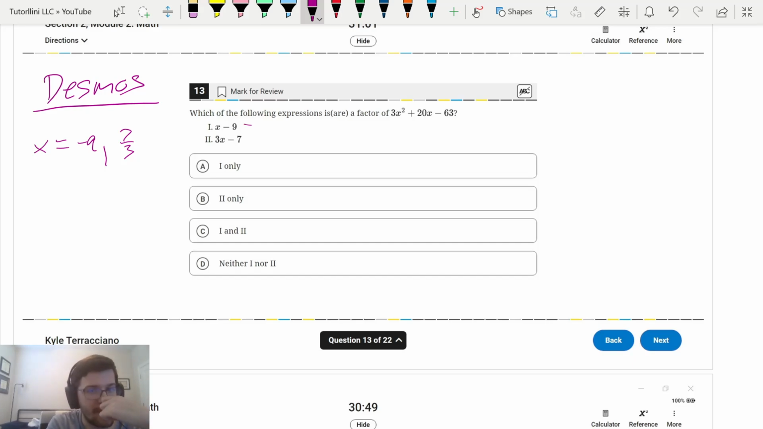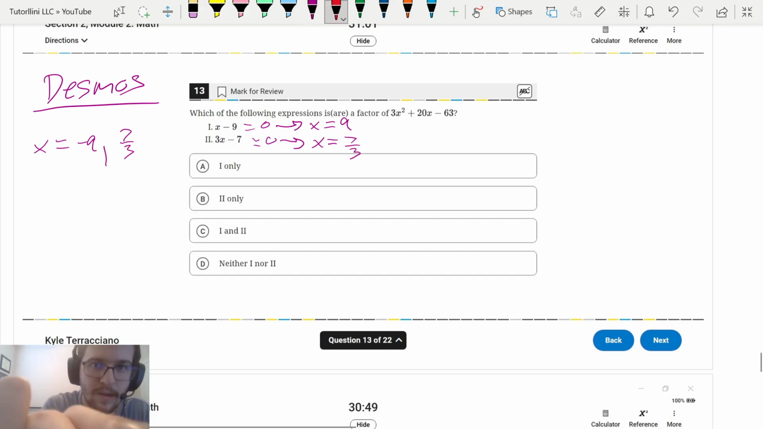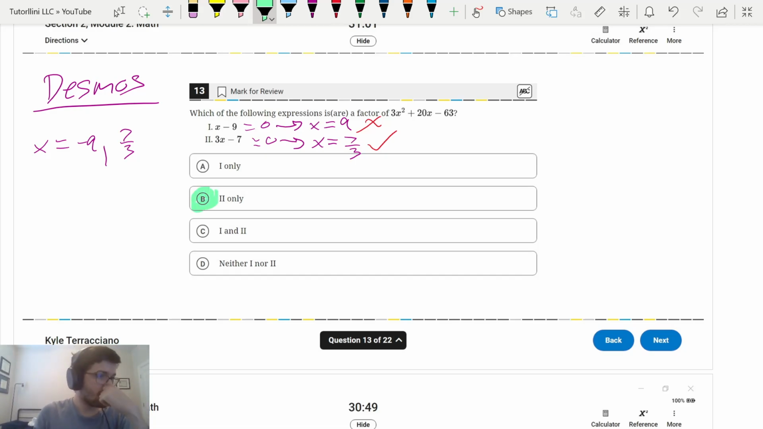Now you can solve each of these factors by setting them equal to 0. Remember, the x-intercepts should be the solutions when you set the factor equal to 0, right? So when we solve these, we get x-intercepts of -9, and for the other, you add 7 and then divide by 3, and you get 7 over 3. So this one works because we got 7 over 3, but we didn't get +9, we got -9. So this one does not work. So the answer is 2 only, which is B. Wow, that was really fast, right?